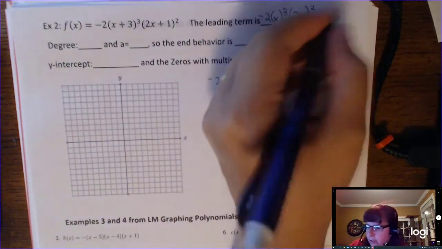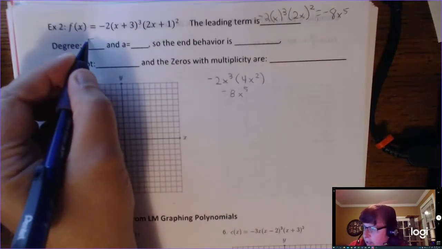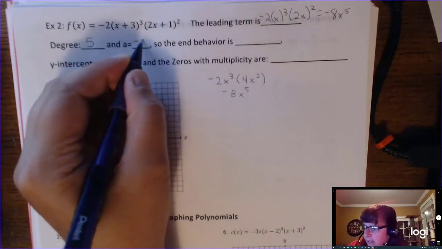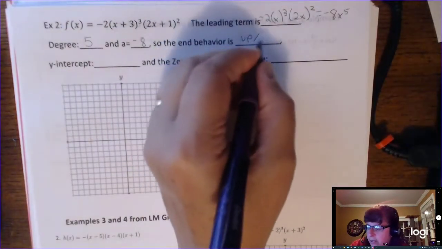Okay, so the leading term is negative 8x to the fifth. That means the degree is 5. Since a is negative 8, that's negative, so that's going to be up, down again.